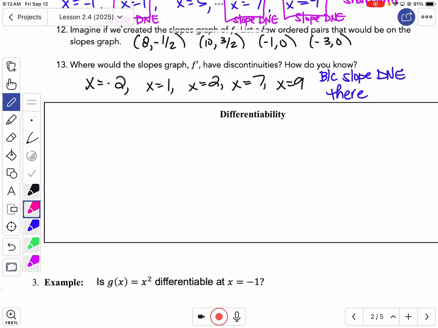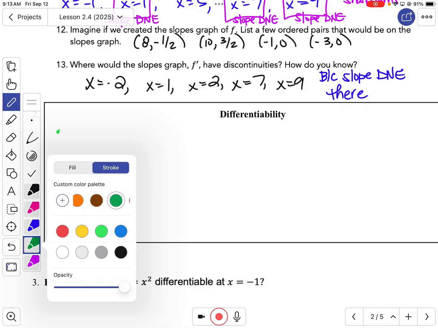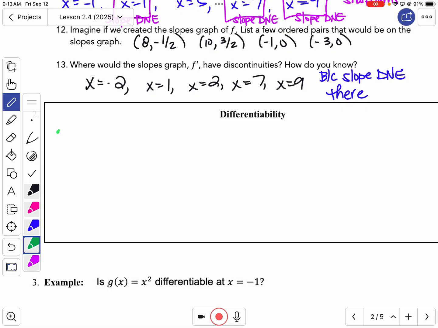All right, so differentiability. What that's saying to us is that differentiability refers to where a derivative exists. Differentiability is where a derivative exists. We're going to talk about specifically at a point.